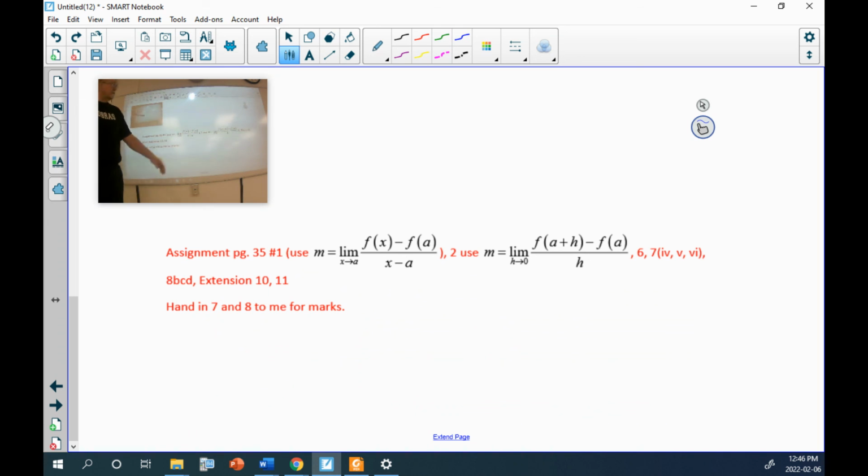Again, I'm going to go over this with you tomorrow. I'll probably do some more examples. So for question number one, I want you to use the original definition. For question number two, I want you to use the one that I've been using the last three. And like I said, I will go over many of these with you tomorrow. Hopefully my voice sounds better by then.